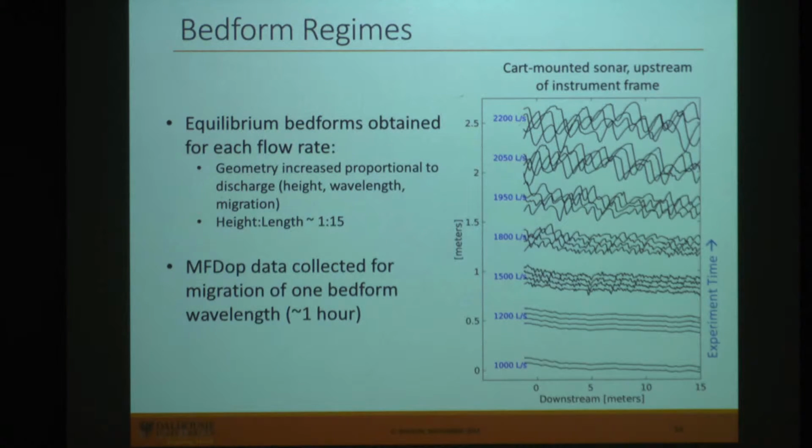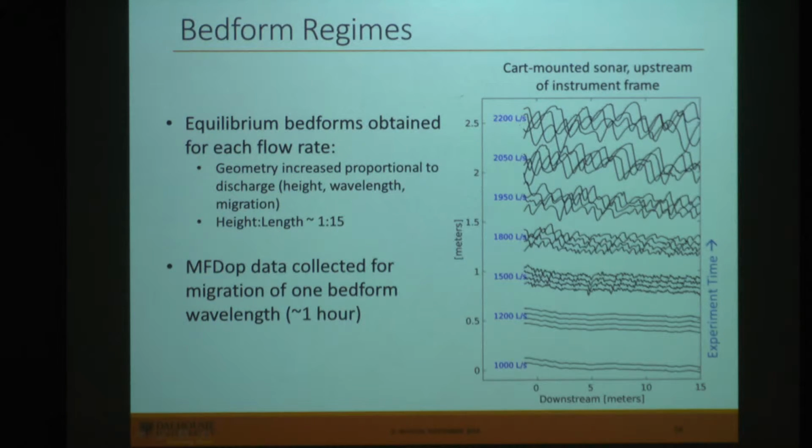And then, of course, we went to higher and higher flow rates, so that at the maximum flow we used, which was about 1 meter per second of free stream velocity, we had sand dunes that were 1 or 2 meters in wavelength and about 20 centimeters height.